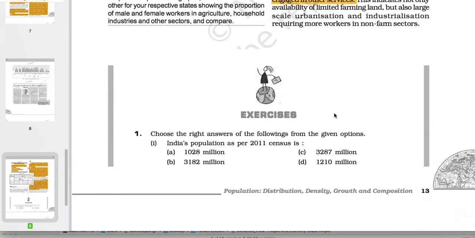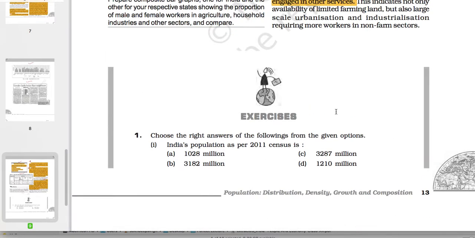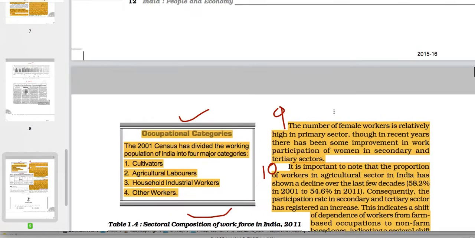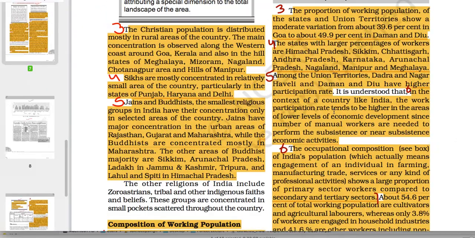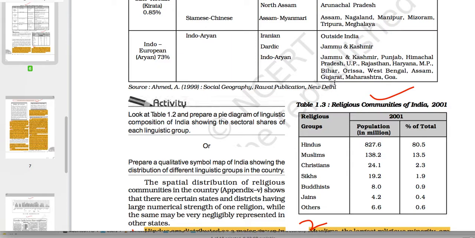So now this chapter is complete. Go through this chapter, read each and everything carefully, prepare notes, and one thing more, go through each and every table, map carefully.